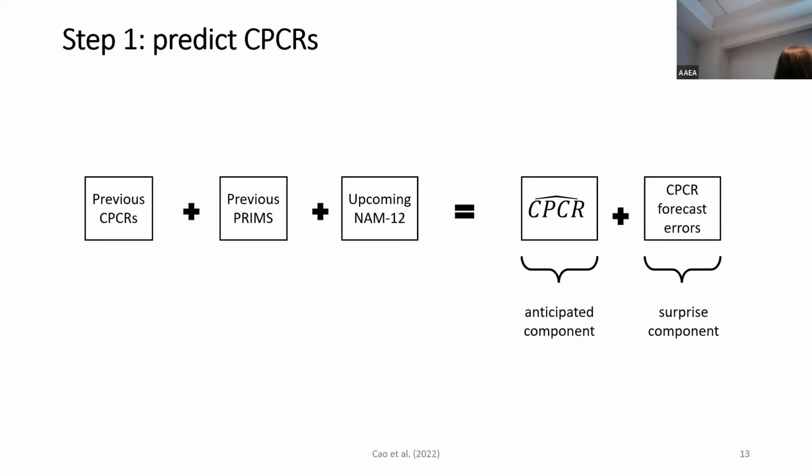So this is basically what the first step is doing. On the left-hand side is all the predictors, and we try to tease out the predicted versus non-predicted component of the report on the right-hand side.